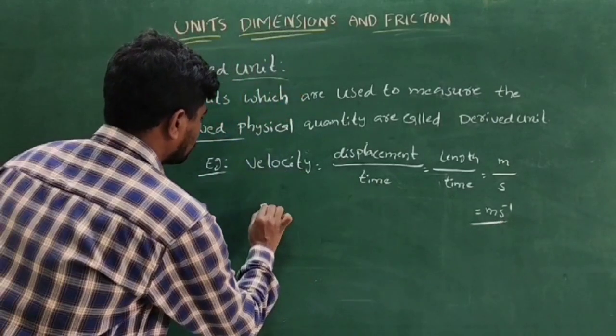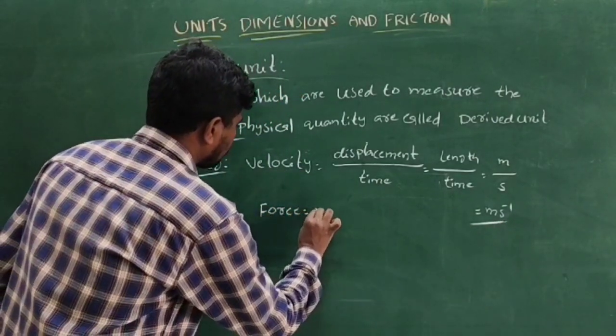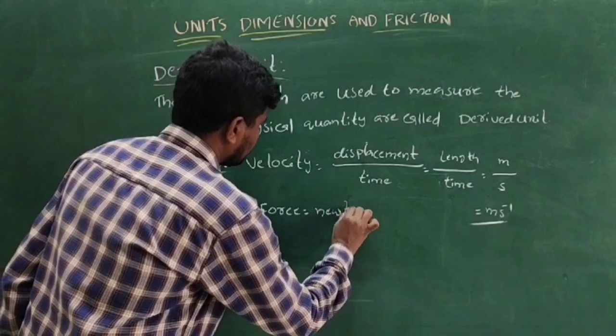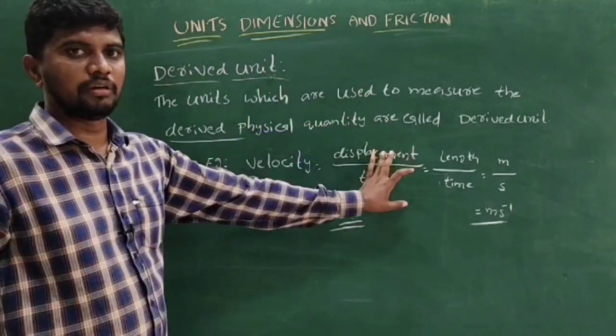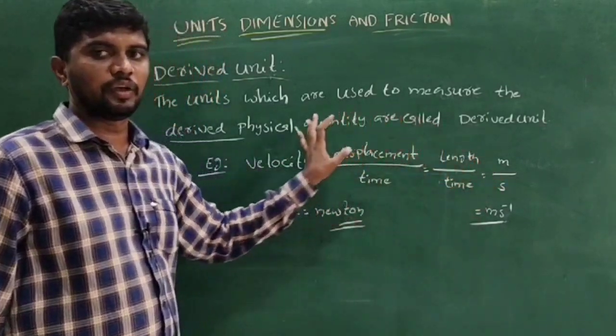Next one is force, the Newton. More examples of derived units: work, joule. These are examples of derived units.